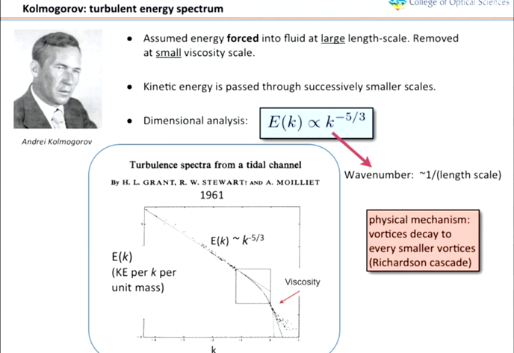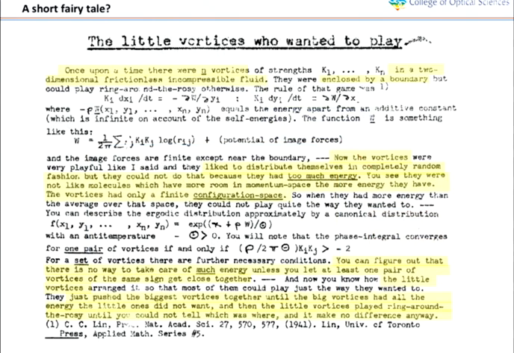My talk is about two-dimensional turbulence, and that's quite a bit different in some fundamental ways from classical turbulence. What I'd like to do is read a little bit of a story written back in the 40s entitled The Little Vortices Who Wanted to Play, and this will give a bit of an introduction to what's different about two-dimensional turbulence.